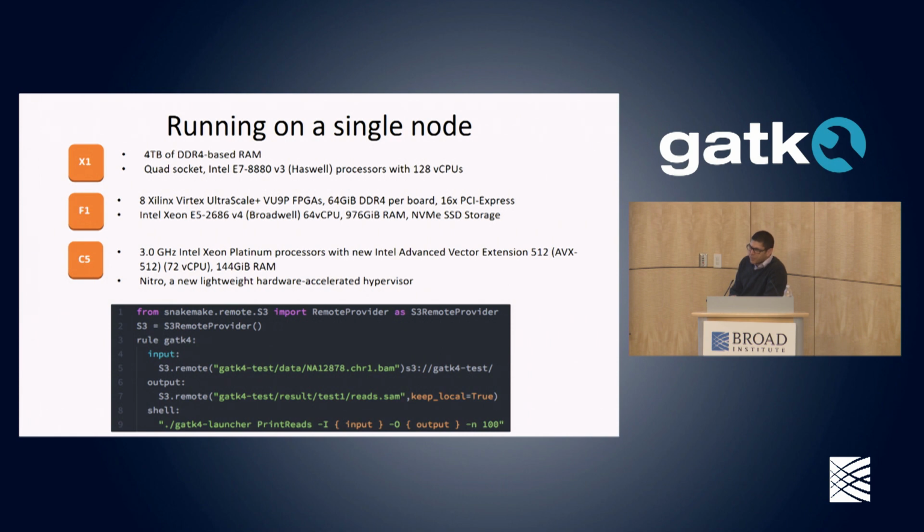But if you're hard-nosed or if you really want to try it out yourself, running on a single node on AWS is as simple as a bash script. This is a SnakeMake script here, but bash is fairly equivalent.